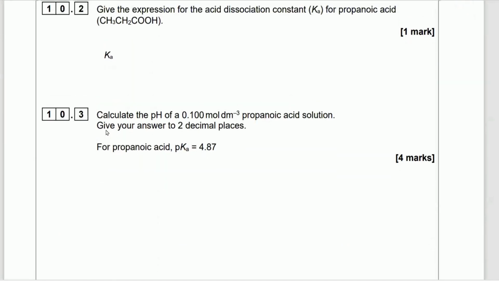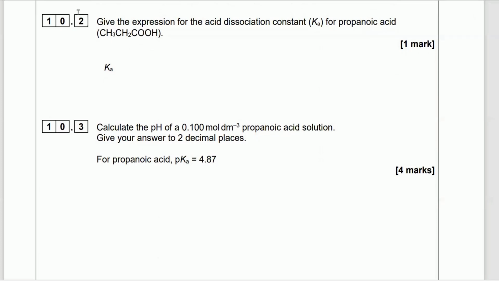Right, let's go down to 10.2. Give the expression for the acid dissociation constant Ka for propanoic acid, CH3CH2COOH. Now, we want the dissociation constant. We want the expression for it. So you should remember with Kc or Ka, you're looking at products over reactants, the concentration of the products over the concentration of the reactants.